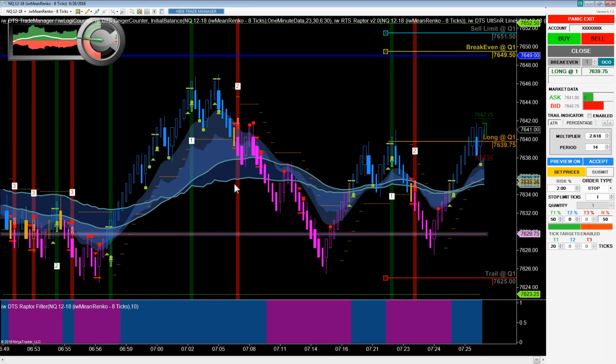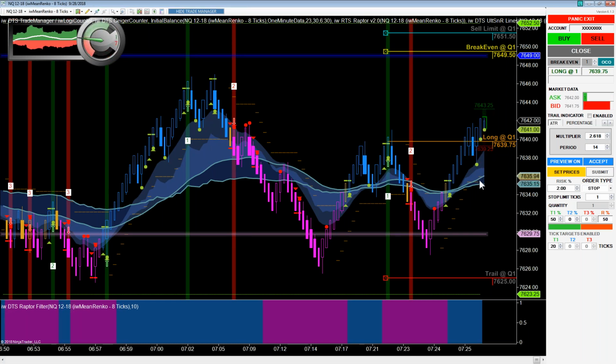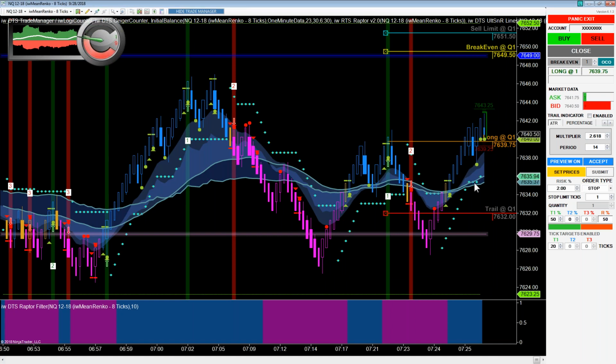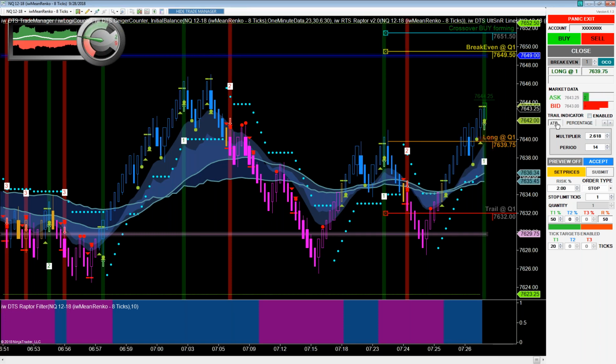Come on, get up there. There we go. Okay, so what I'm going to do now is I'm going to enable my stop strategy, my ATR strategy. And once I click enabled, the trade manager will automatically pick up my stops and move them according to those blue dots.